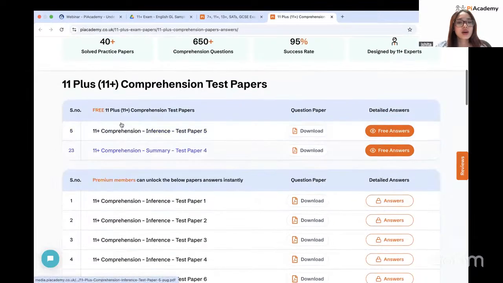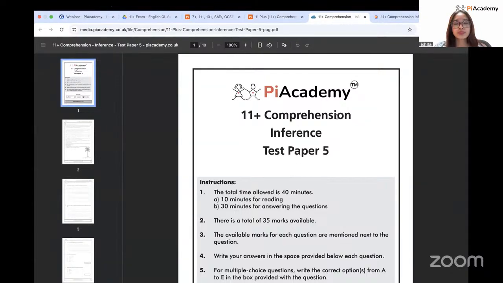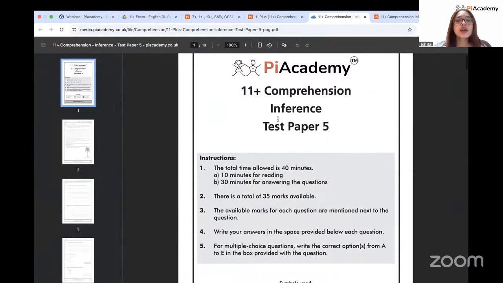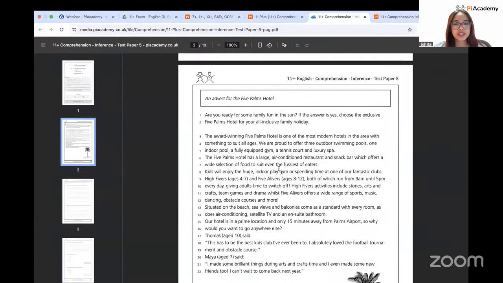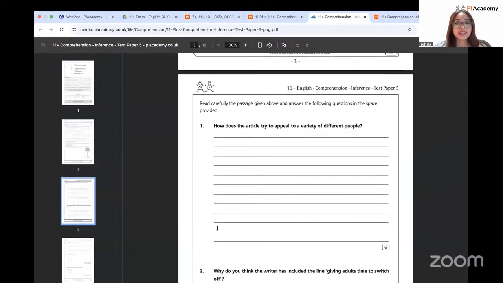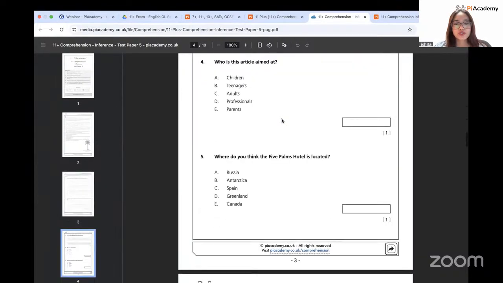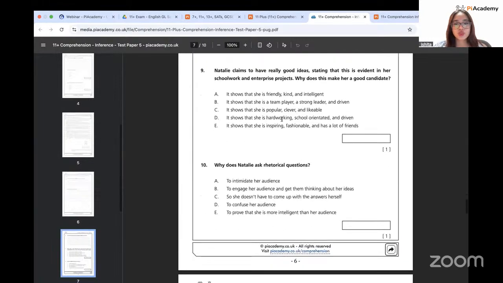So for example, if I go onto here, 11 plus inference test paper 5, and I click on download, I will also open up the answers side by side. So yes, this is a typical 11 plus comprehension paper. As I mentioned, it is split topic wise. So this is purely focusing on inference style questions. So if your child is struggling in inference particularly, this will be a really, really useful test paper. So here we've written all the types of questions that you will be asked. Another passage, then more questions you'll be asked.